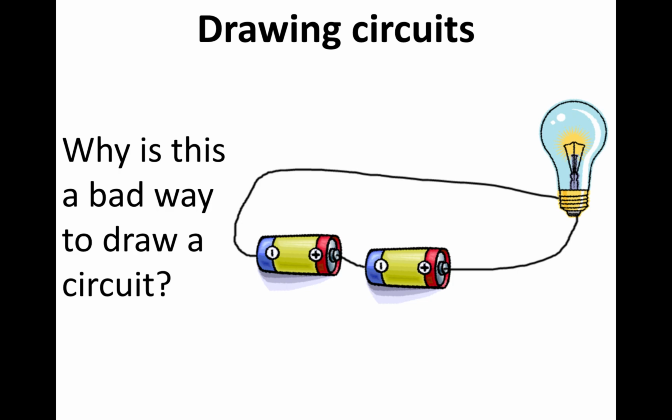So why is this a bad way to draw a circuit? Firstly, this picture shows a certain type of light bulb and a certain type of cell. They may be different depending on where you are in the world, or depending on what you've bought. Not all light bulbs look like that, and not all cells look like that. So what we need is a system of symbols which are universal, that anyone in the world can see and knows what the component is.